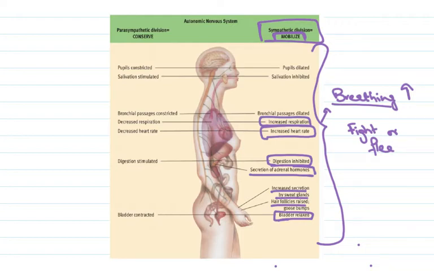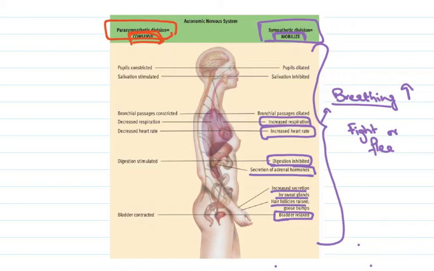On the other hand, you have the parasympathetic division, which basically, after some sort of threatening situation has passed, right? What it does is that it relaxes the body, or it conserves energy. So whereas the sympathetic division was mobilizing, the parasympathetic division conserves, right? And here what you see is that it does pretty much the opposite of what the sympathetic division was doing.